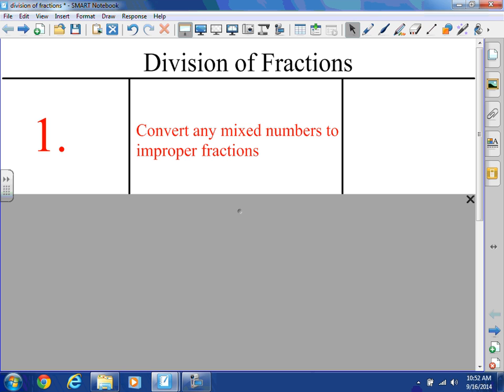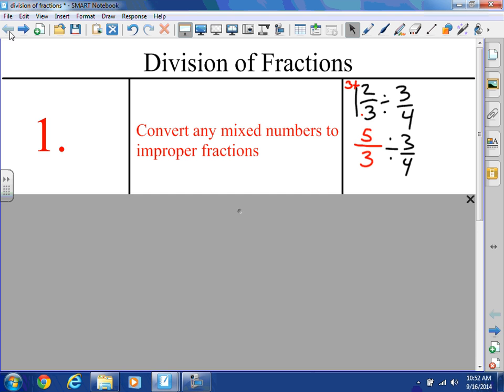So let's look at the problem. 1 2/3 divided by 3/4. So the first step is I'm going to convert any mixed number into an improper fraction. So 1 times 3 is 3. 3 plus 2 is 5. Denominator stays the same. And then it's divided by 3/4. So it's 5/3 divided by 3/4. That's the first step.